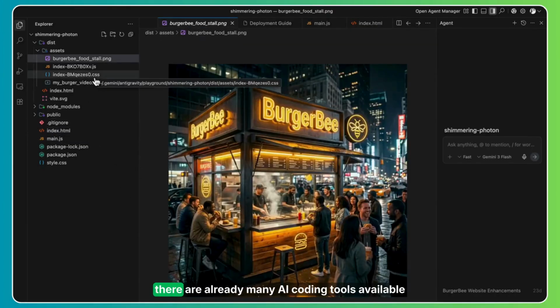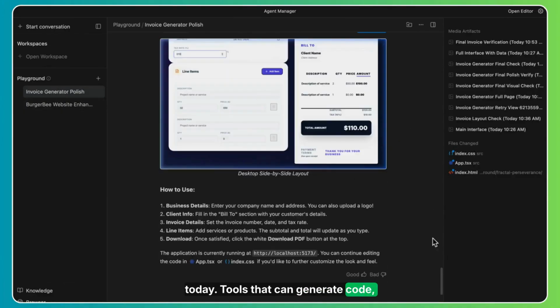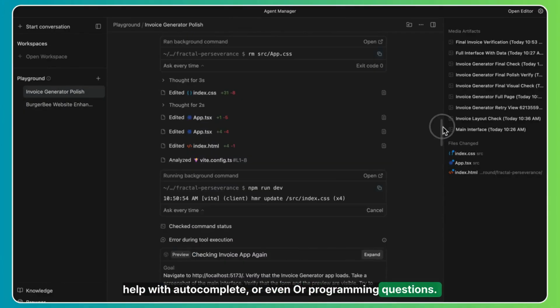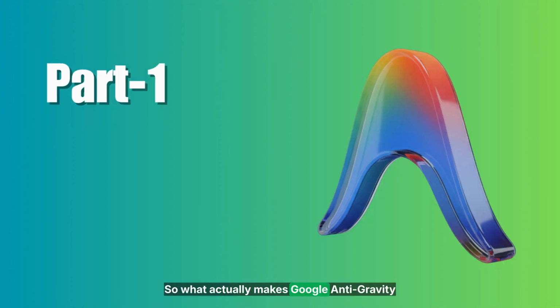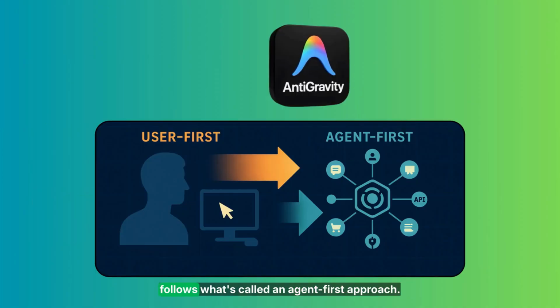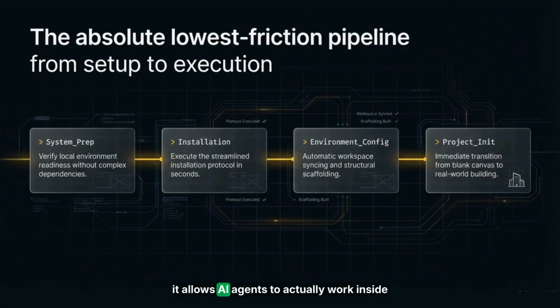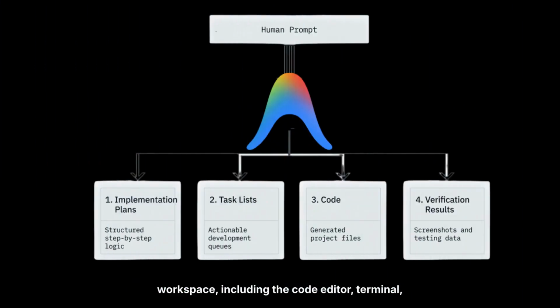Now, you might be thinking, there are already many AI coding tools available today. Tools that can generate code, help with autocomplete, or answer programming questions. So what actually makes Google Antigravity different? The biggest difference is that Google Antigravity follows what's called an agent-first approach. Instead of acting like a simple assistant that just generates code snippets, it allows AI agents to actually work inside the development environment itself. These agents can interact with different parts of your workspace, including the code editor, terminal, and even the browser to complete real development tasks.